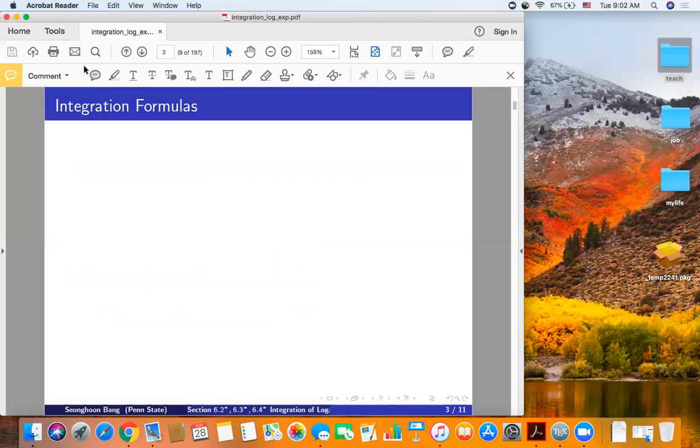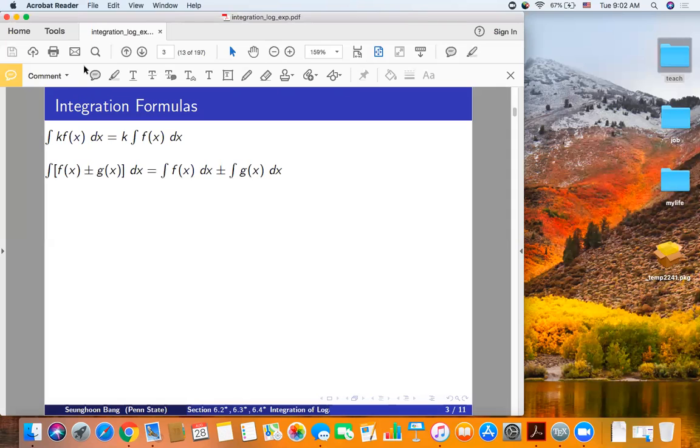The first one, integration formulas. We just think about it together. First, the integral of k f(x) dx. In this case, you can take out k times the integral of f(x) dx. The integral of f(x) plus or minus g(x) dx, you can distribute the integral like this.